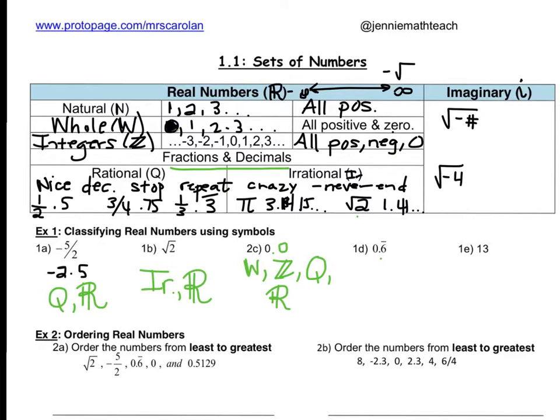0.6 repeating, that's a repeating decimal, so it's rational, and it's on the real number line. And 13, 13 is a natural number because it's a positive number. It is a whole number because it's on the list that includes all the positive numbers and 0. It is an integer. It is a rational number because it has a nice decimal, and it's a real number.